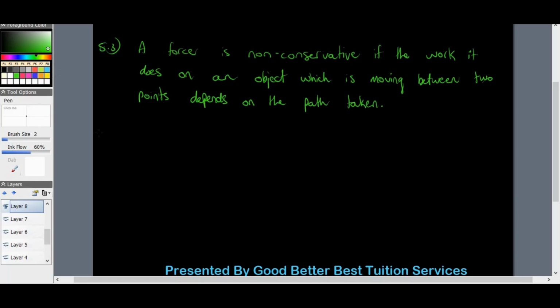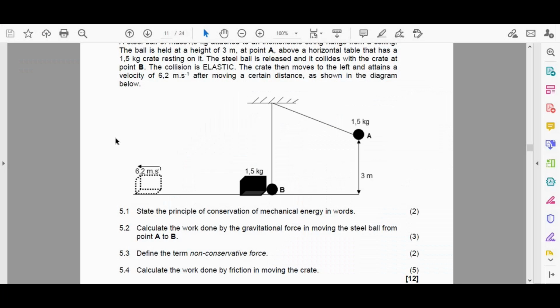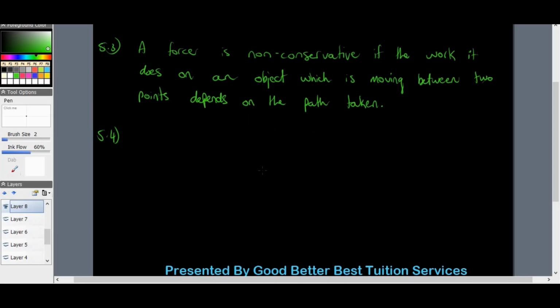I do believe we have one more question, which is 5.4, which we're going to do now. Calculate the work done by friction in moving the crate. The crate, no longer the steel ball, but the crate. Let's have a look.